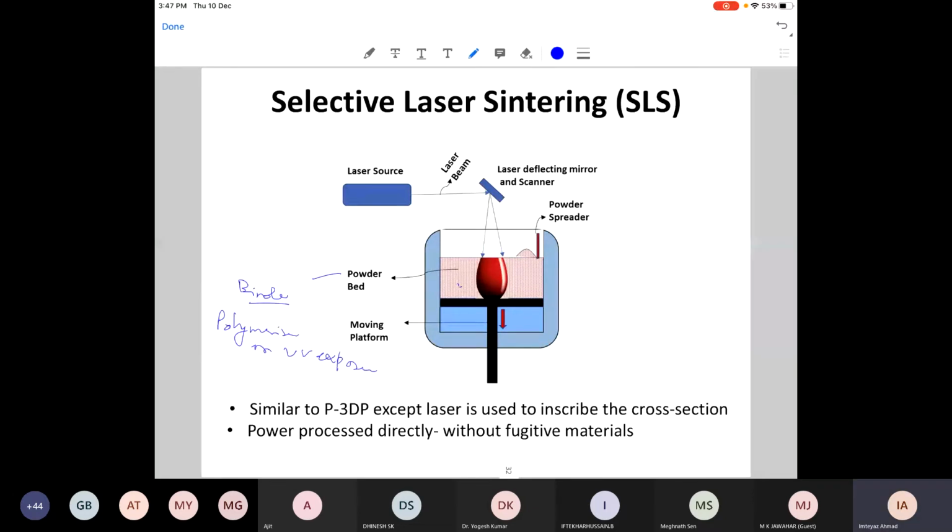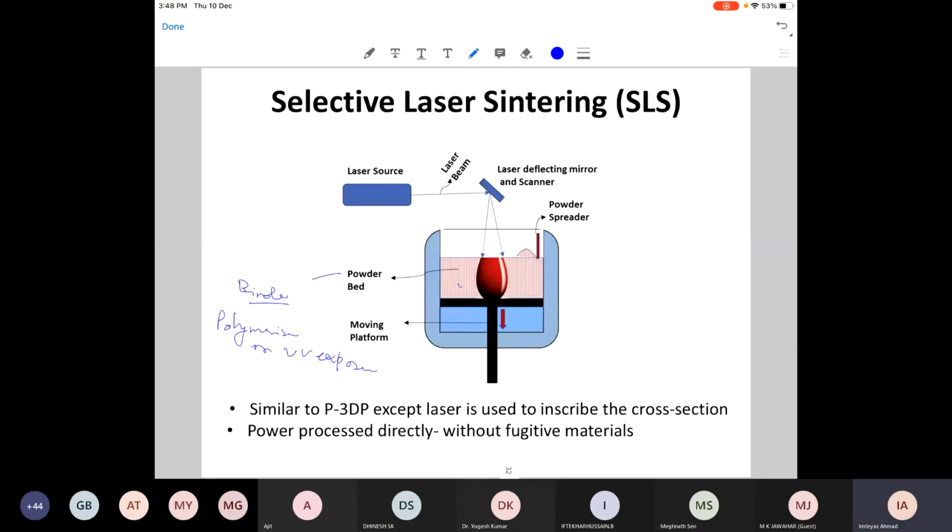So you spread the powder, you again have a cat drying, and you have a reflecting mirror which scans over the powder, and wherever this laser beam scans on the powder, the binder already added to the powder gets cured. Oh, I'm sorry, this is laser sintering I'm talking about.